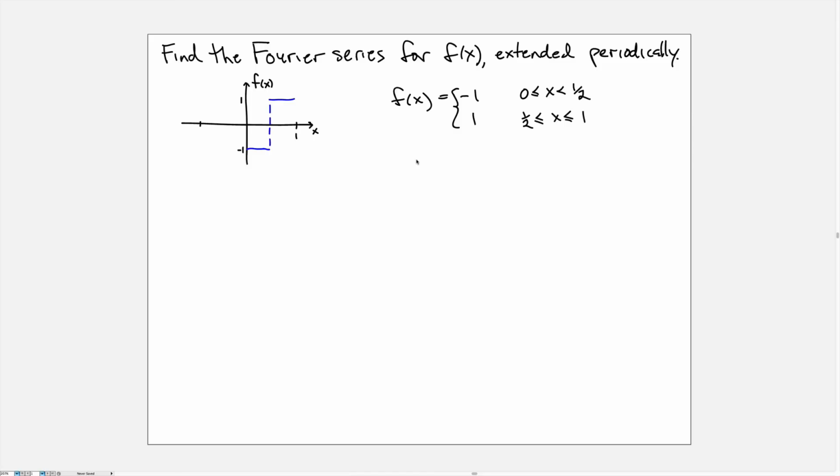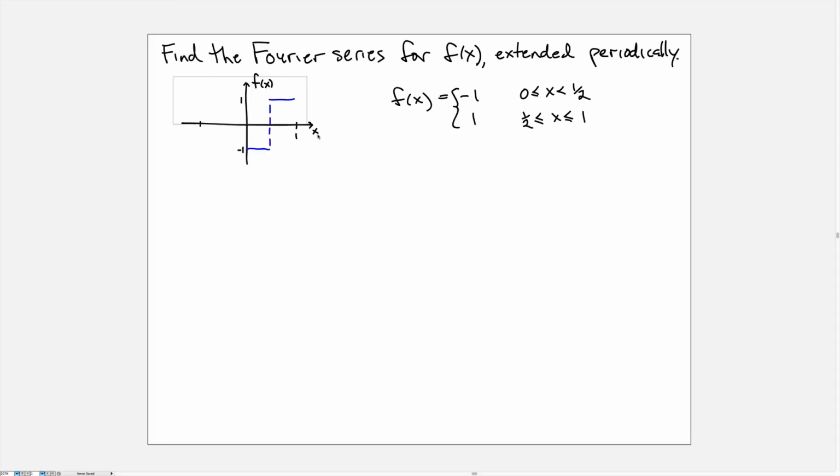In this video, I'm going to calculate the Fourier series for the function f of x as given here. The function is defined on the interval from 0 to 1, and it's minus 1 between 0 and 1 half, and it's 1 from 1 half until 1. And we're asked to find the Fourier series for the function f of x extended periodically.